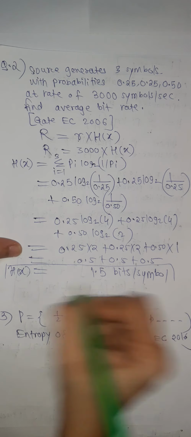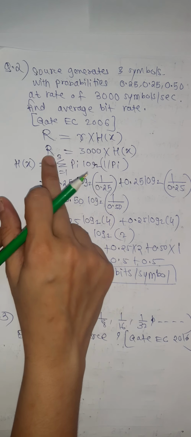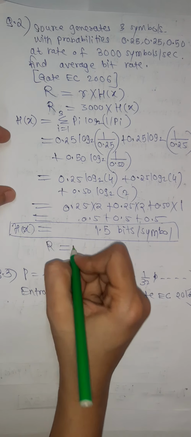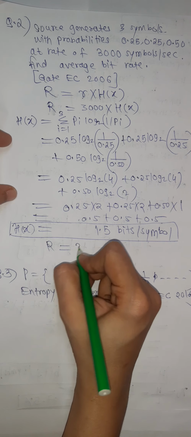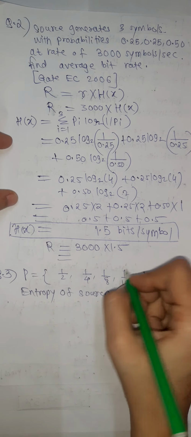Now put this value of entropy in the above formula. R is equal to small r into H of x, that is R is equal to 3000 into H of x. So our average bit rate R is equal to 3000 into 1.5 bits per second. So it will be 4500 bits per second. So average bit rate is 4500 bits per second.